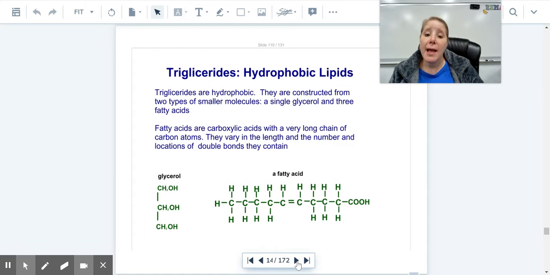All right, triglycerides. Triglycerides are hydrophobic. They do not like water. They are constructed from two smaller molecules, a single glycerol and 3 fatty acids. So here's my single glycerol and my 3 fatty acids. The fatty acids are carboxylic acids with very long chains of carbon atoms, and they vary in length and number of locations of double bonds. This one has 1 double bond. The double bonds are going to be important when we learn more about it. So here's a fatty acid. It is going to be hydrophobic. It is nonpolar.